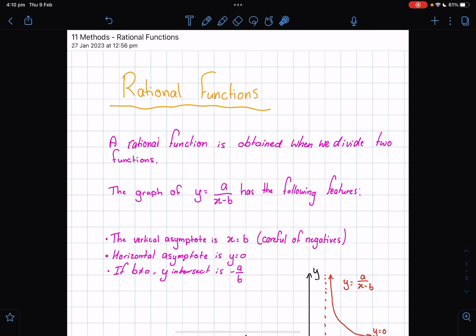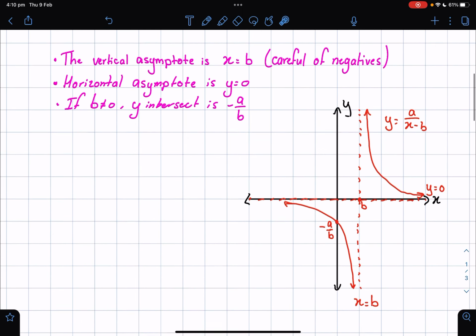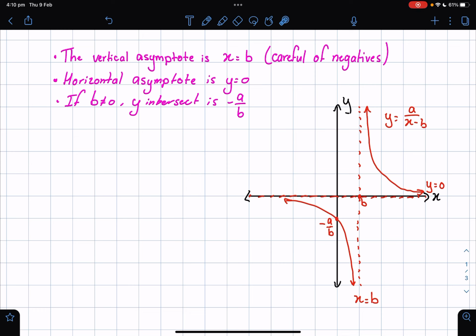And if b is not equal to 0, then our y-intercept is negative a divided by b. So our general function will look something like this. The only thing that's really changed is our vertical asymptote has moved and we now have a y-intercept here. But other than that, it is the same as drawing our reciprocal function.